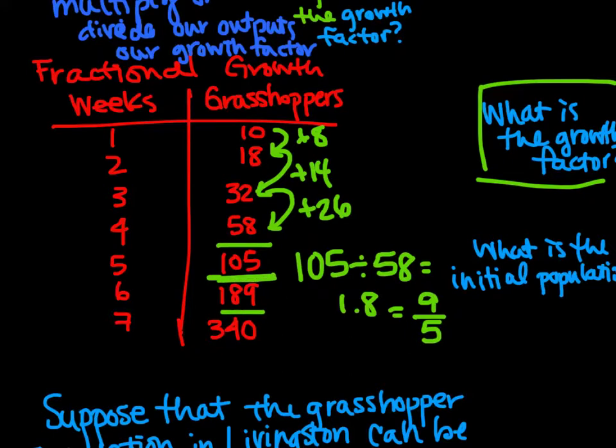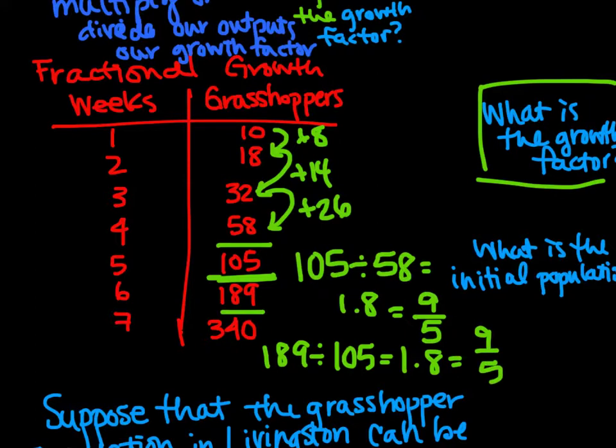189 divided by 105, I also get 1.8. 189 divided by 105 gets me that same 1.8, which could also be written as 9/5.